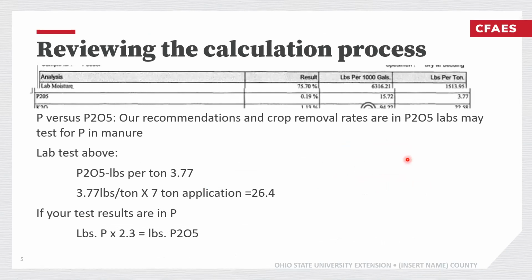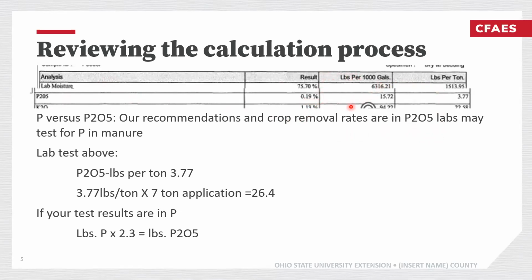So to review that calculation process in a little bit more depth, specifically for the phosphorus side, most labs are going to report to you that P2O5 number because they know that is what our crop removal calculations are done in across the country. So when we look at this report, we have the lab analysis, P2O5. The percent is about 0.19% P2O5 in that sample.